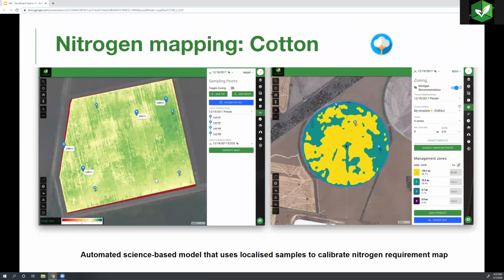So we've looked at the field variability. We've looked at soil samples, petiole samples, zoning, yield maps. The question here, Anastasia, is how does Fluorosat put all of this together? How do you bring it all together to make a nitrogen recommendation?